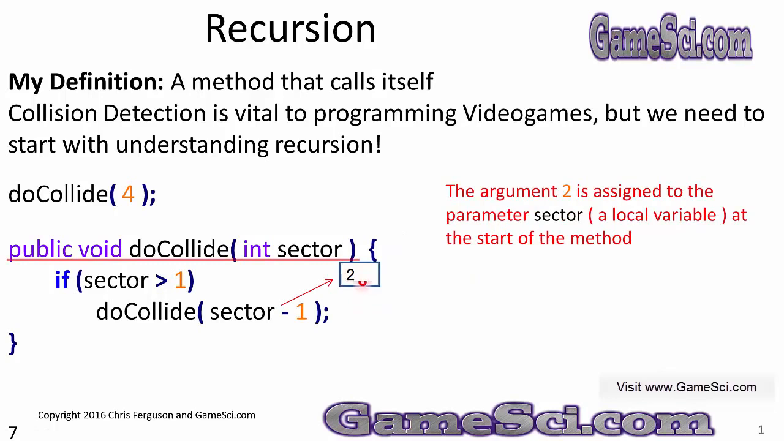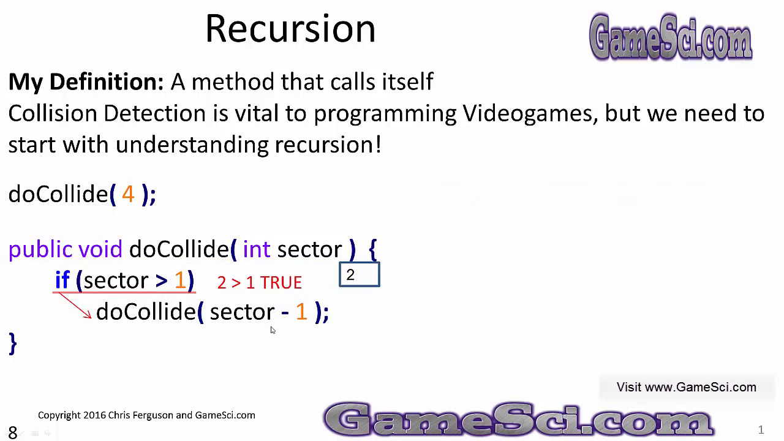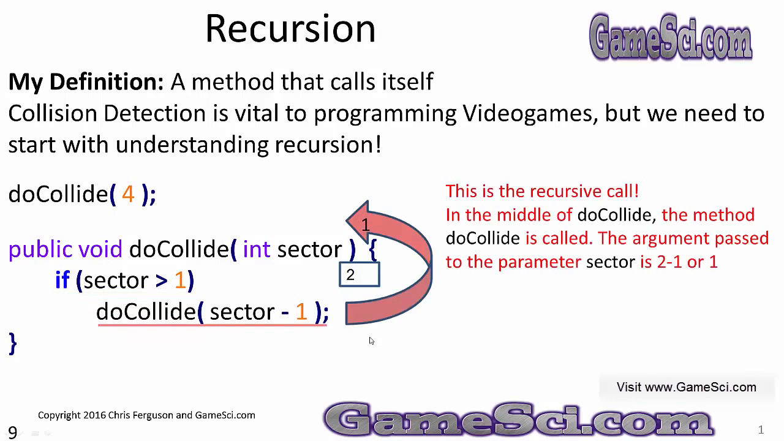So here's our 2. Our 2 came from the 3 minus 1 that happened here. The argument 2 is assigned to the parameter sector. Again, this is a local variable. Parameters are local variables at the start of a method. Now, with a 2 in that variable, 2 greater than 1 is still a true statement, so it's going to execute the if code. And when it executes the if code, it's going to do the recursion again. Whoop!